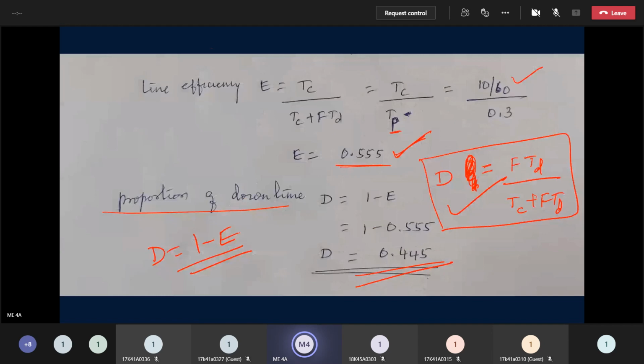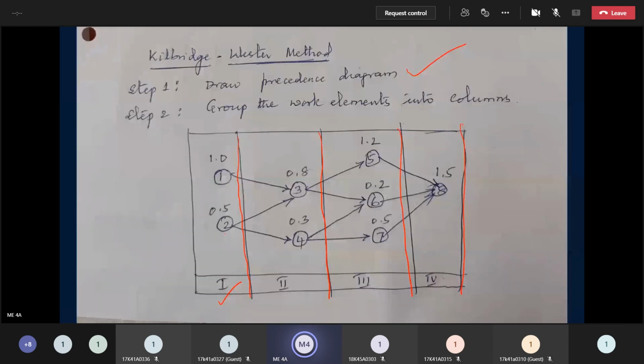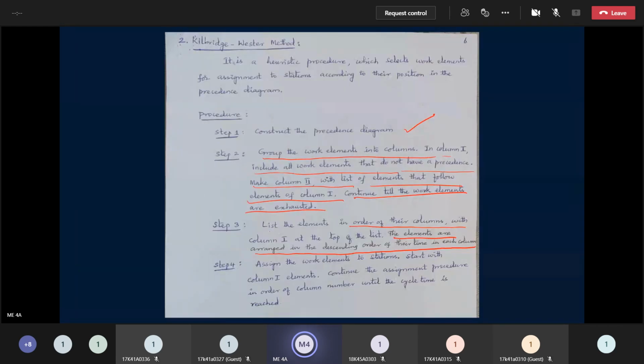One more thing: today I discussed the largest candidate rule and the Kilbridge-Wester method. The third method is the ranked positional weight method. That also you have to practice. I gave the assignment also. Check the assignment wherein you solve that problem.